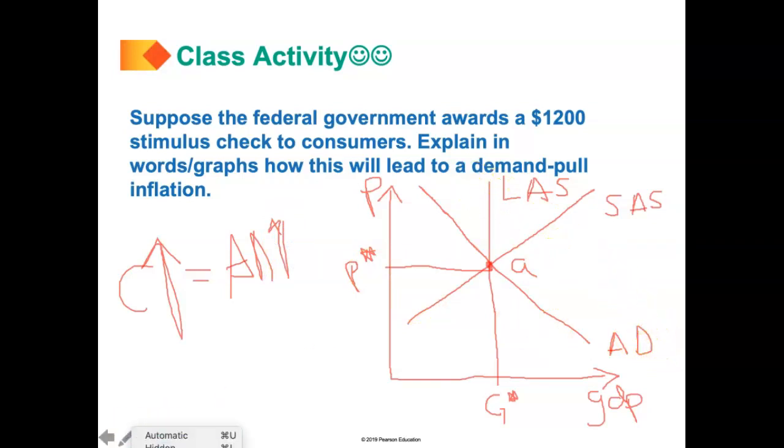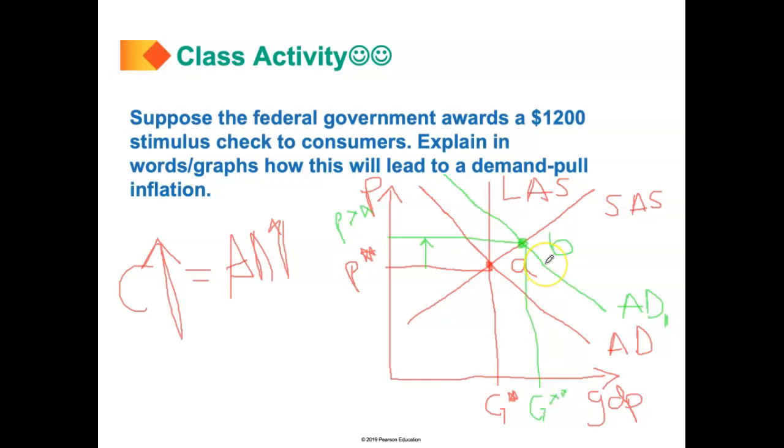So I'll just use a different color. Let me just use green. The aggregate demand curve will shift to the right, so we basically have a new aggregate demand curve. I'll just call this AD1. And we have a new point of equilibrium, which is basically point B. As you see, the price level increases from P star to P double star, and GDP momentarily increases from G star to G double star.